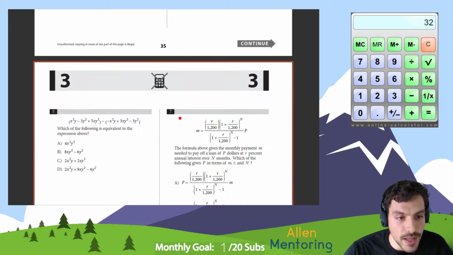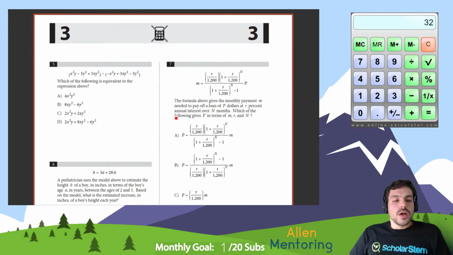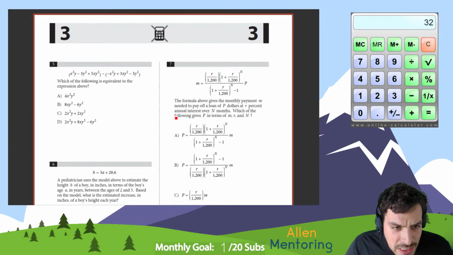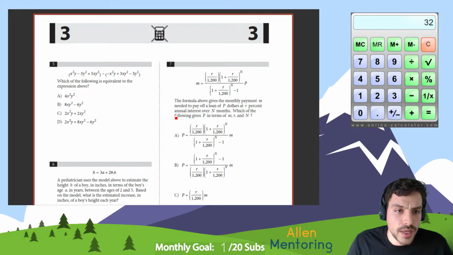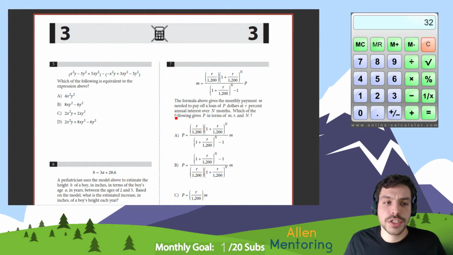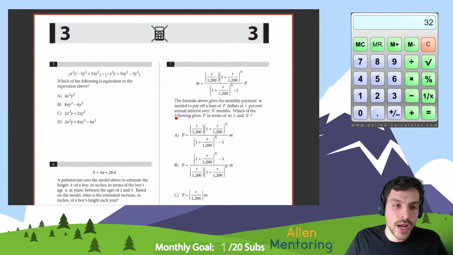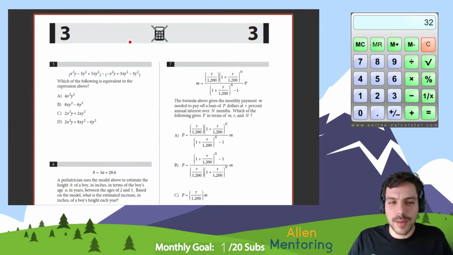Alrighty. Flying by, number 5. Which of the following is equivalent to the expression above? And we see here we have a pretty hairy polynomial, and our job is just to find the like terms. Because if we can find like terms, we can add or subtract them just like any other x or y. They just are a little bit more complicated.